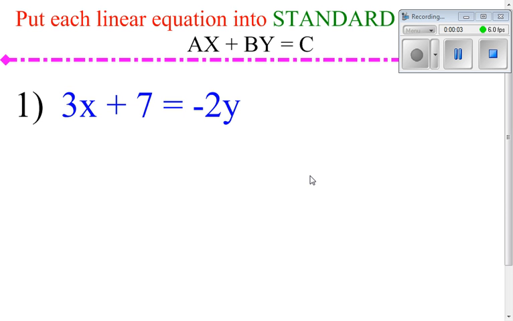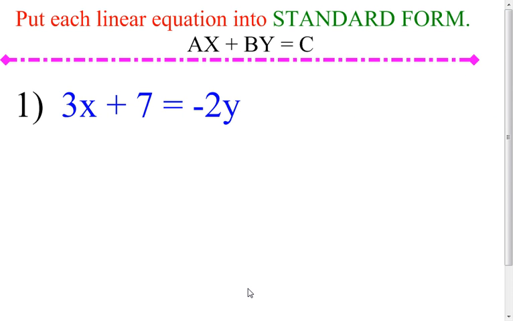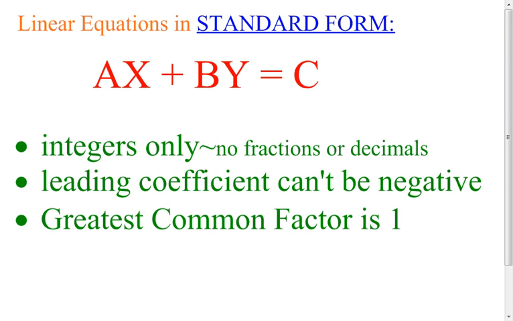In this lesson, we will be looking at putting equations into standard linear form. Standard linear form is ax plus by equals c. What that means is that you basically have to have anything with an x or a y in it on the left side of the equation. Your x comes first, then your y comes second, and then your constant comes on the right.